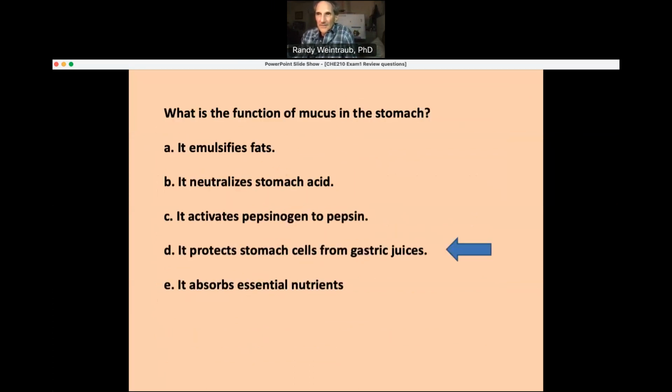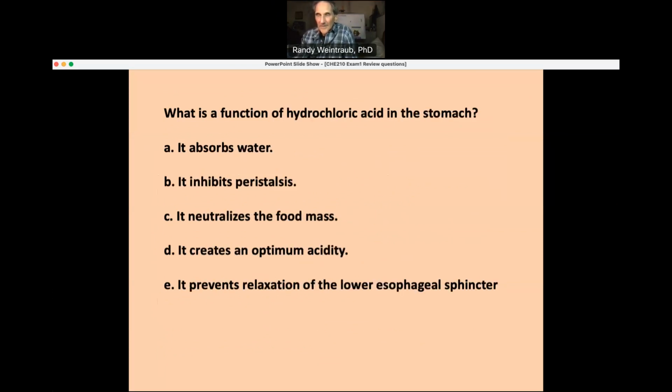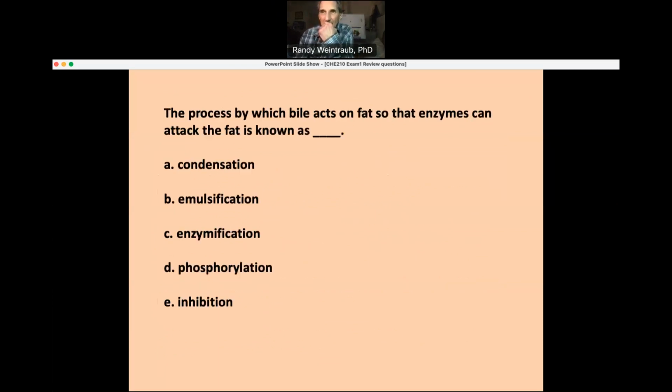Function of mucus. Function of HCl in the stomach. Bile. What does bile do? It emulsifies fat to get it into a form that could go into a water-based system, and that's the bloodstream.